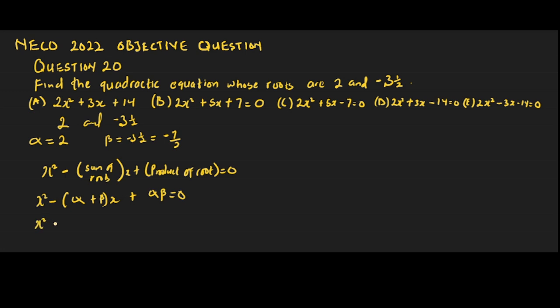x squared minus, by the time we sum the roots, we are going to have 2 plus minus 7 over 2, plus 2 times minus 7 over 2. We have this.